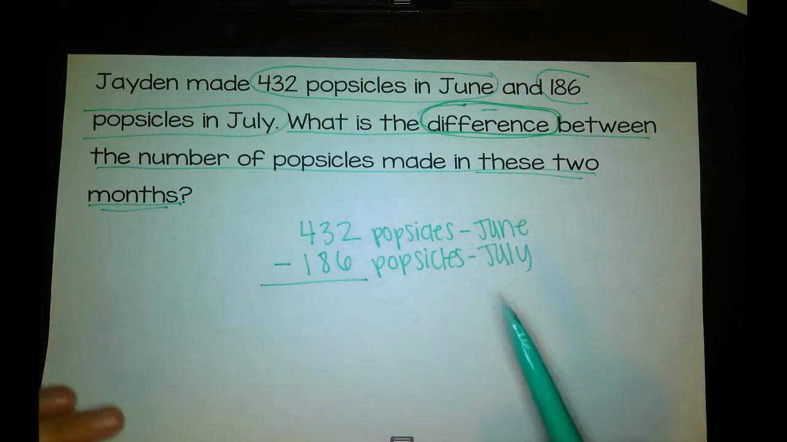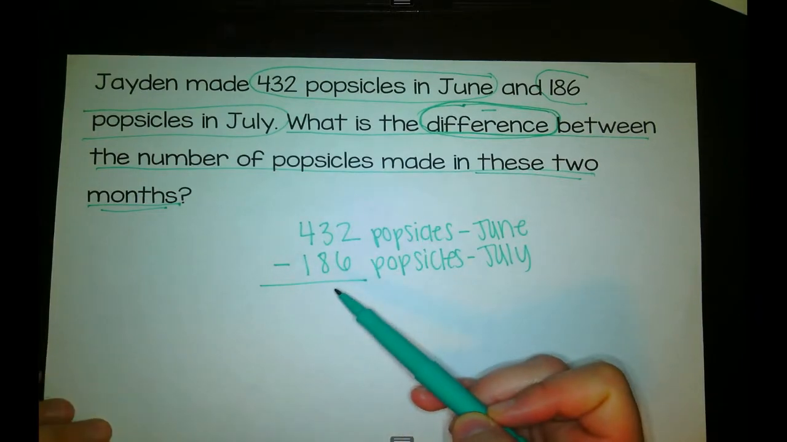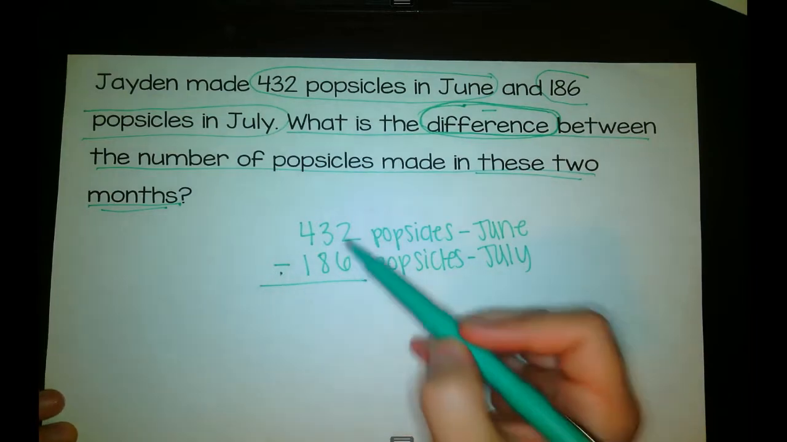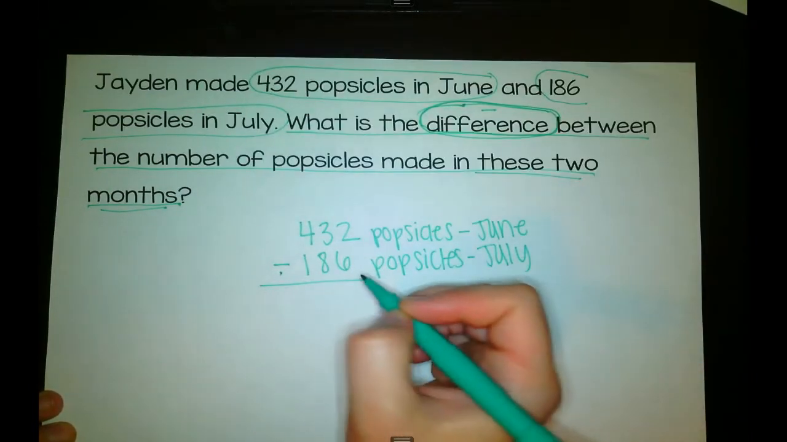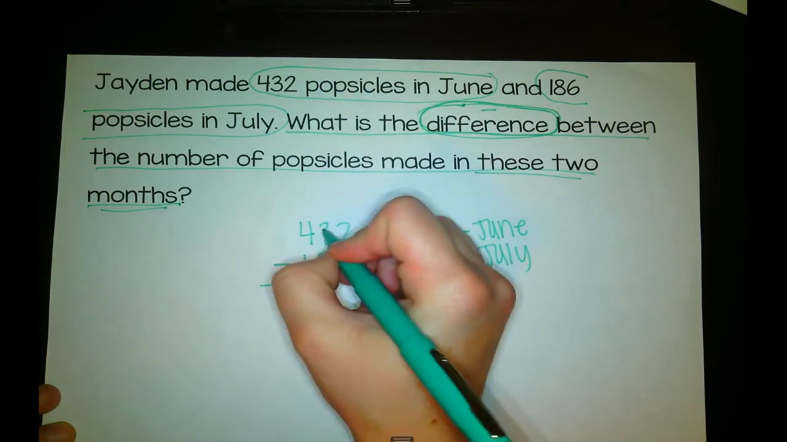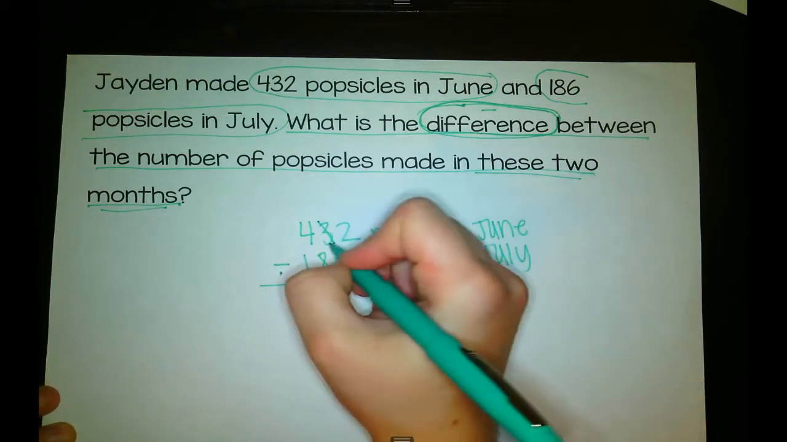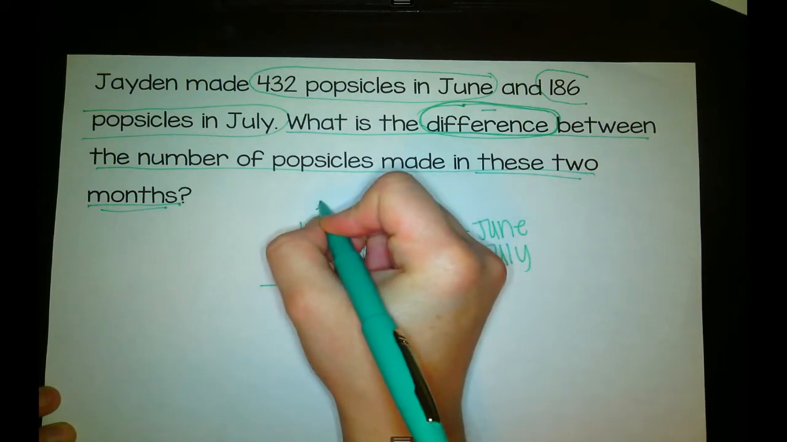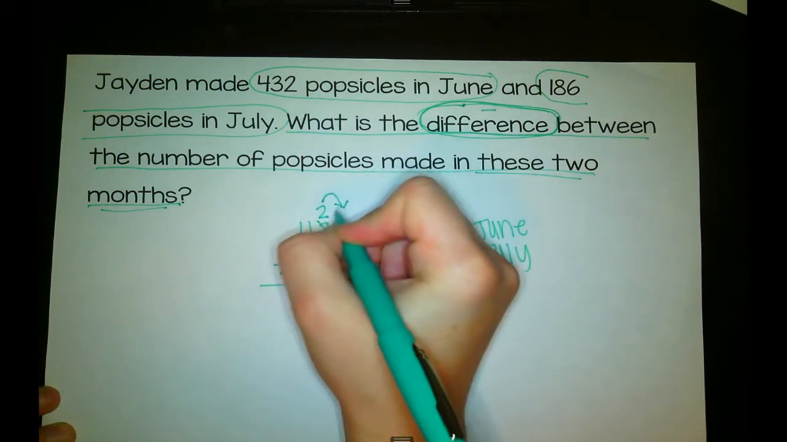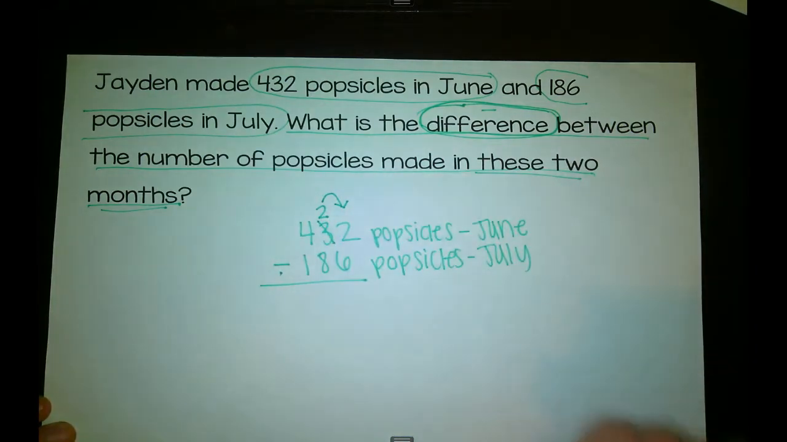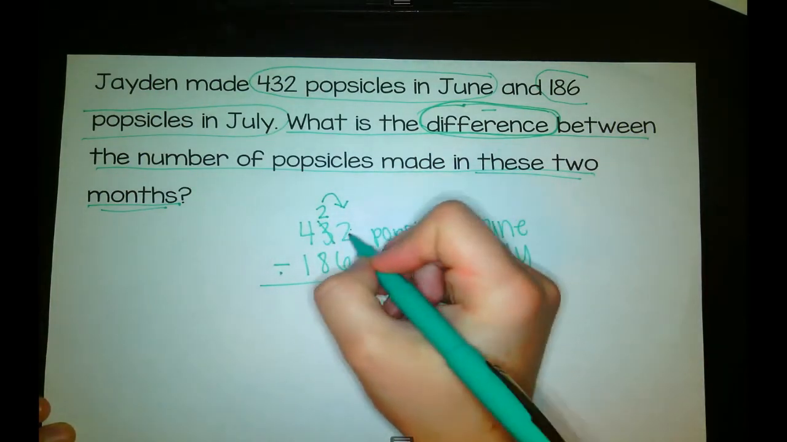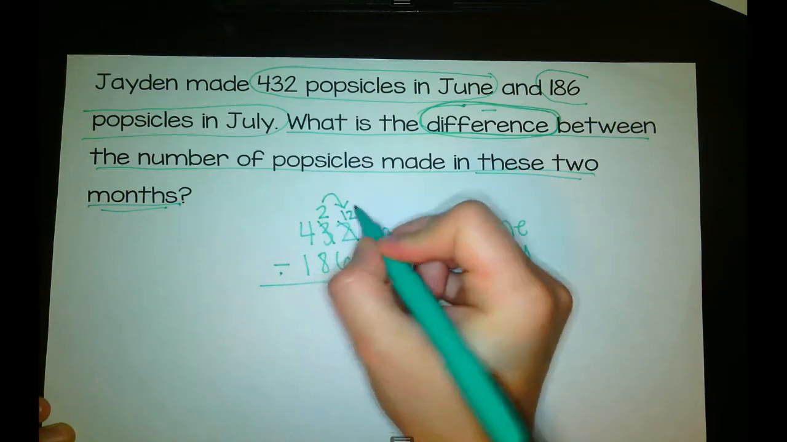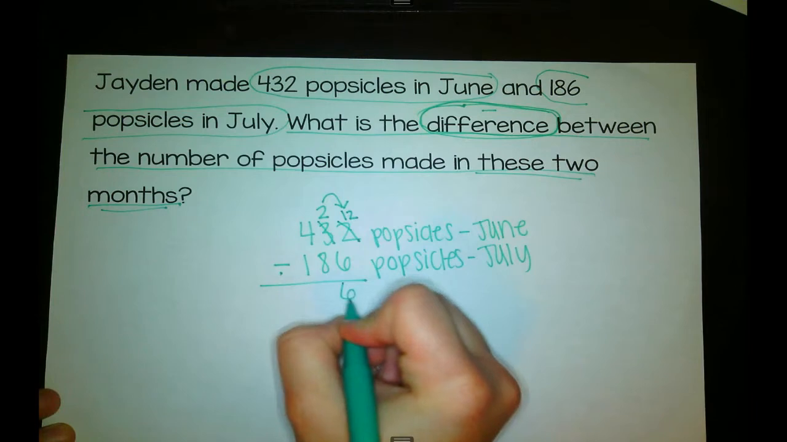So, going ahead and solving 432 take away 186. We're finding the difference, which is subtraction. So I have 2 take away 6. I can't do that. I only have 2 ones. So I'm going to come over to the tens column. Right now I have 3 tens. I'm going to make it 2 tens, and I'm going to borrow that 10 next door. So now that I'm putting 10 in the ones place, I already have 2 ones. 2 ones plus 10 is going to give me 12. 12 take away 6 is 6.